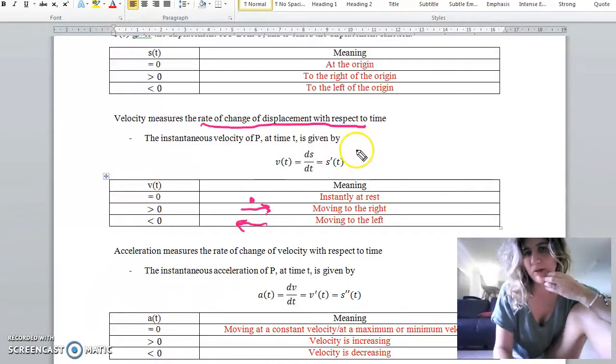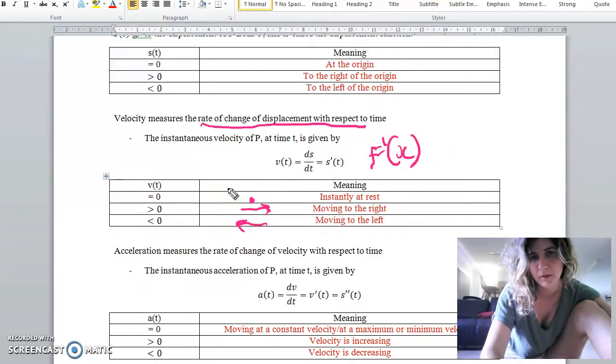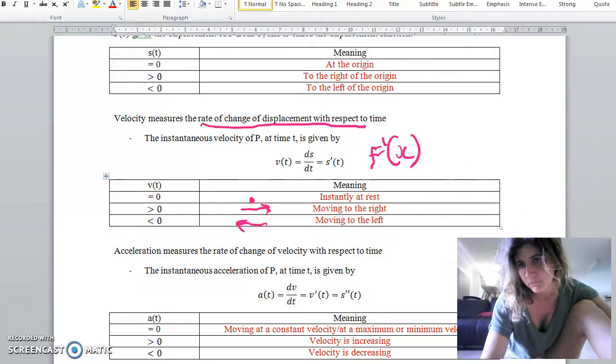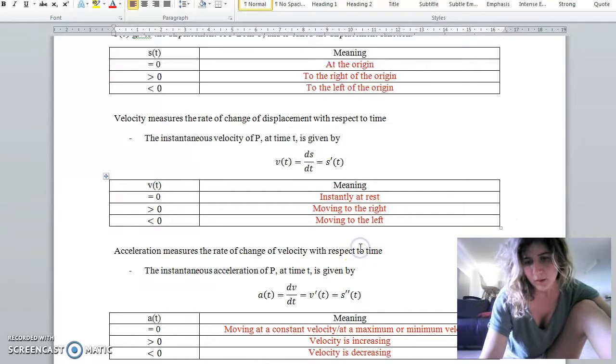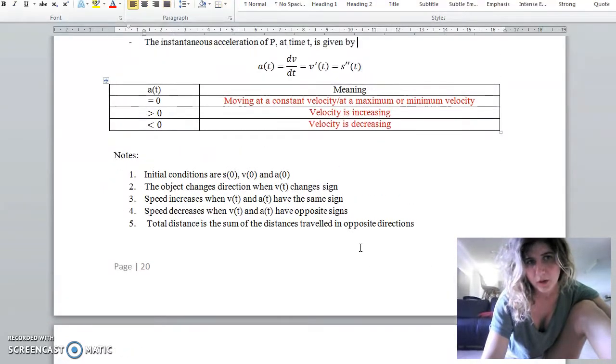So like I said before, if displacement is f of x, then velocity would be f dash of x, so it's your first derivative. So v of t is equal to s dash of t.